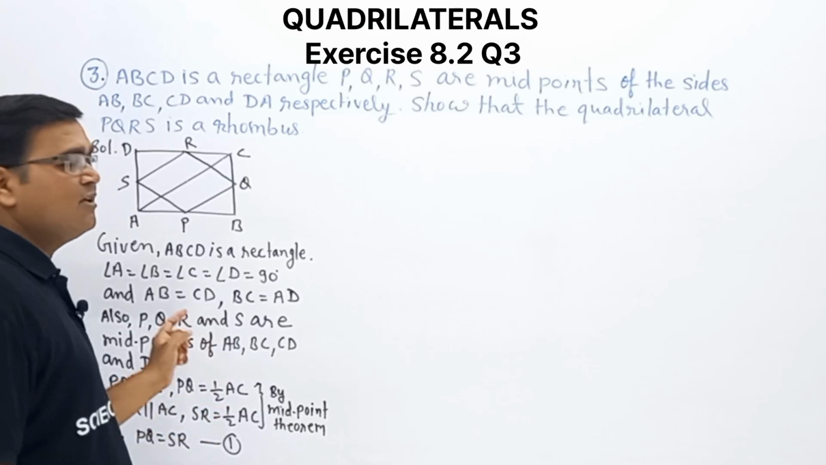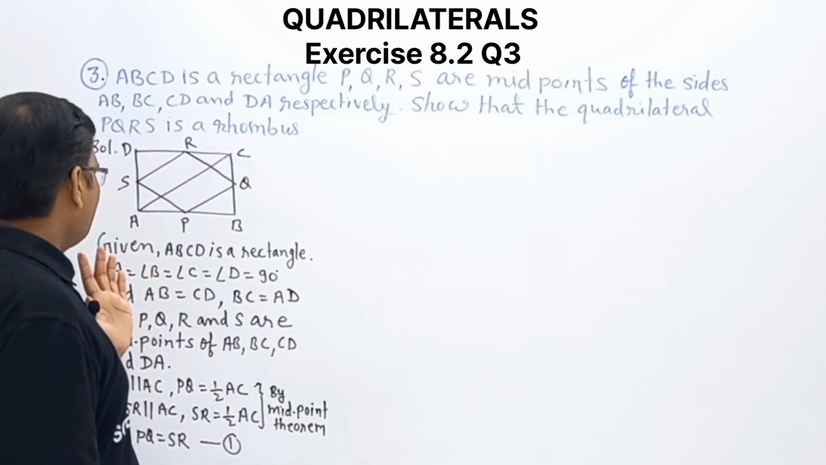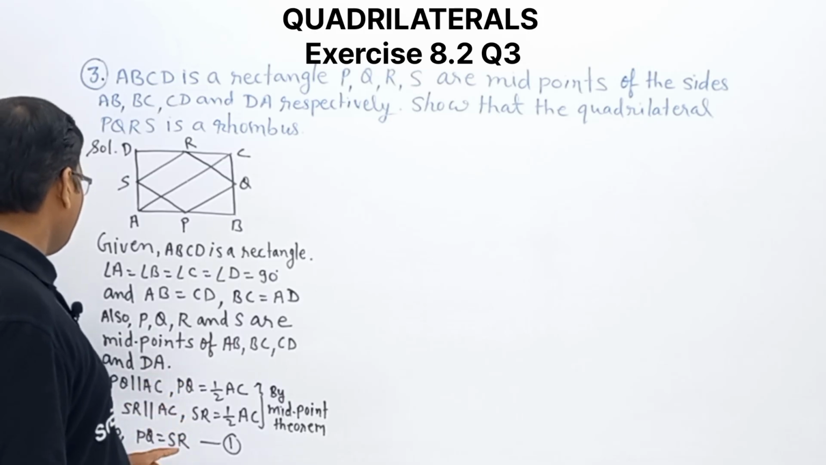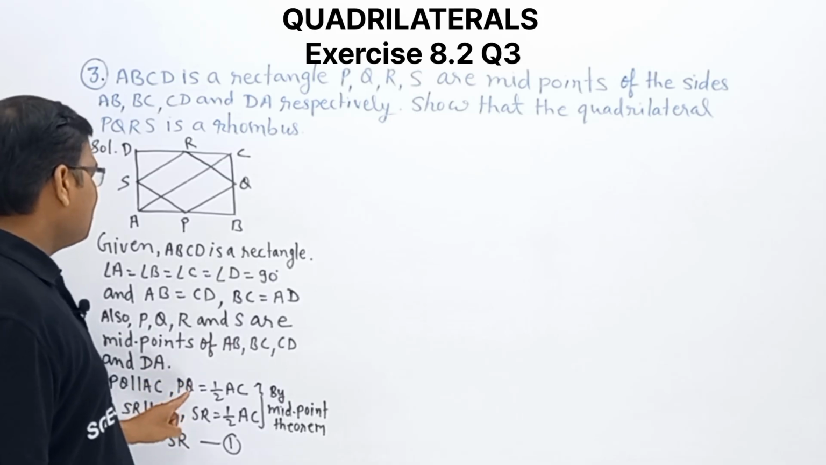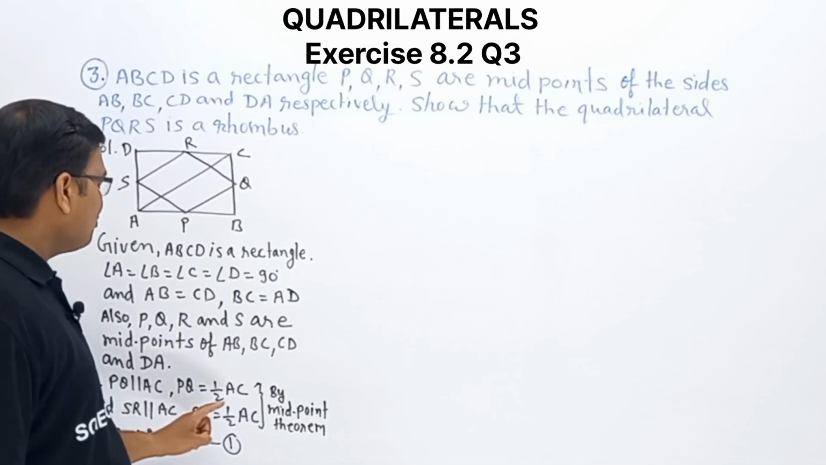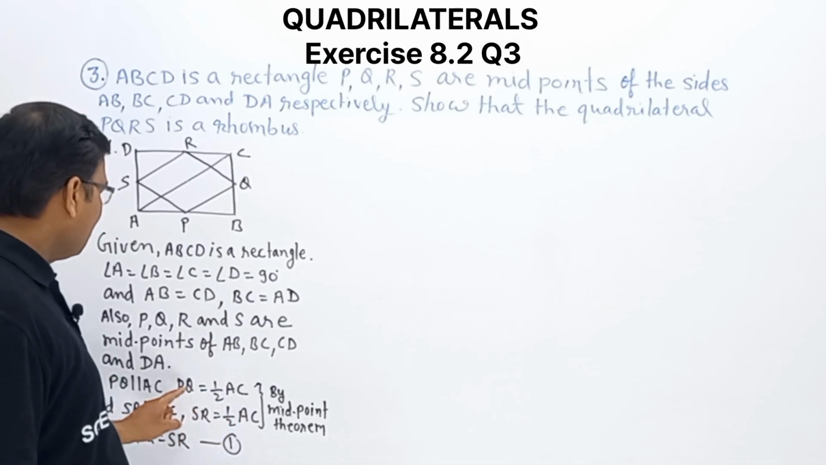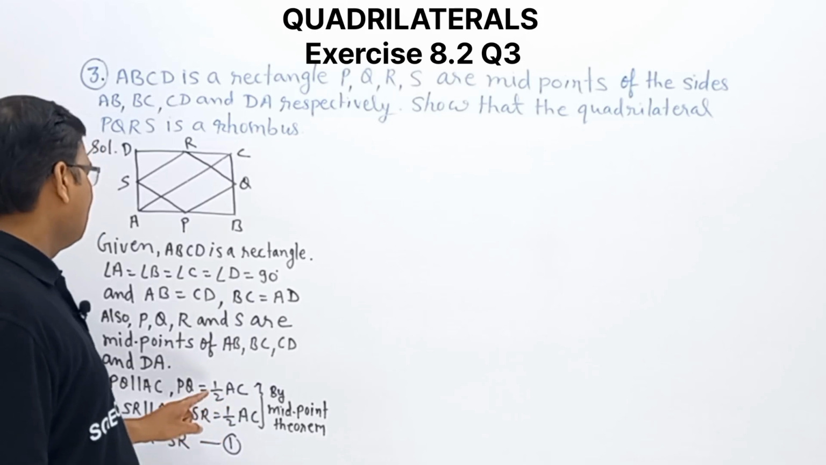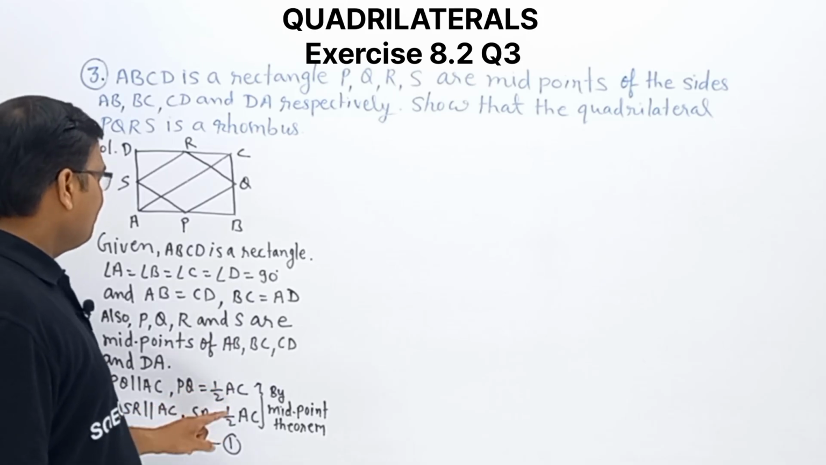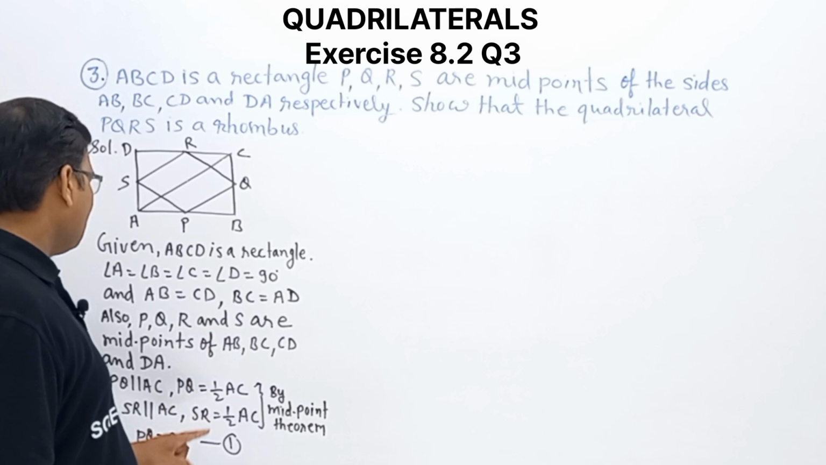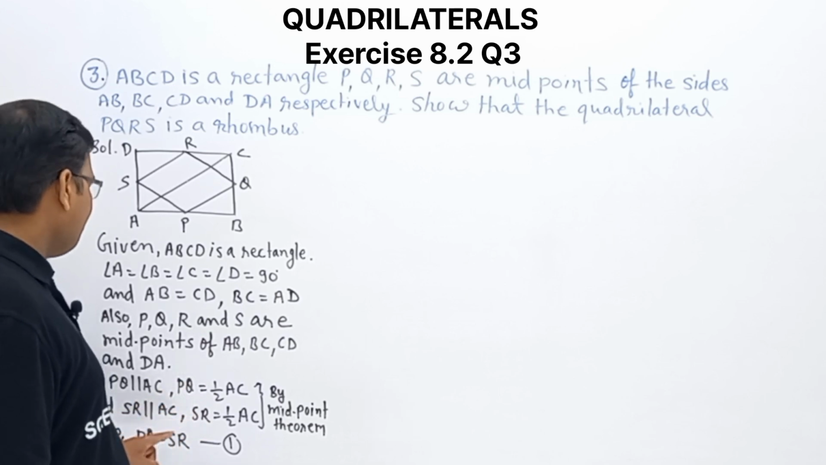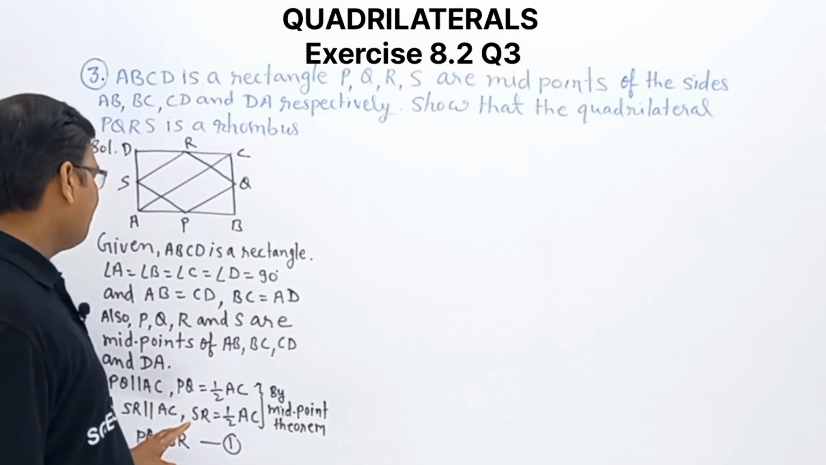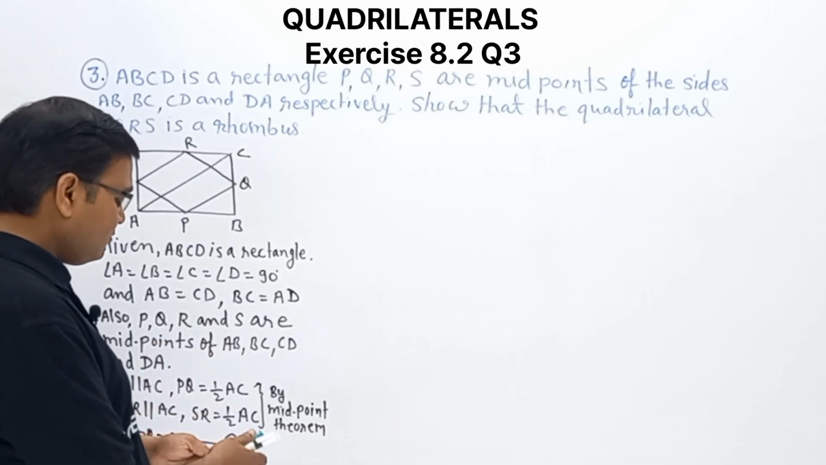How are we writing these things? By using the midpoint theorem. So from these equations, we can say PQ is half of AC and SR is also half of AC. So the right hand side in both equations is equal, so we can say the left hand side will be equal. So PQ equal to SR, and we call this equation number 1.